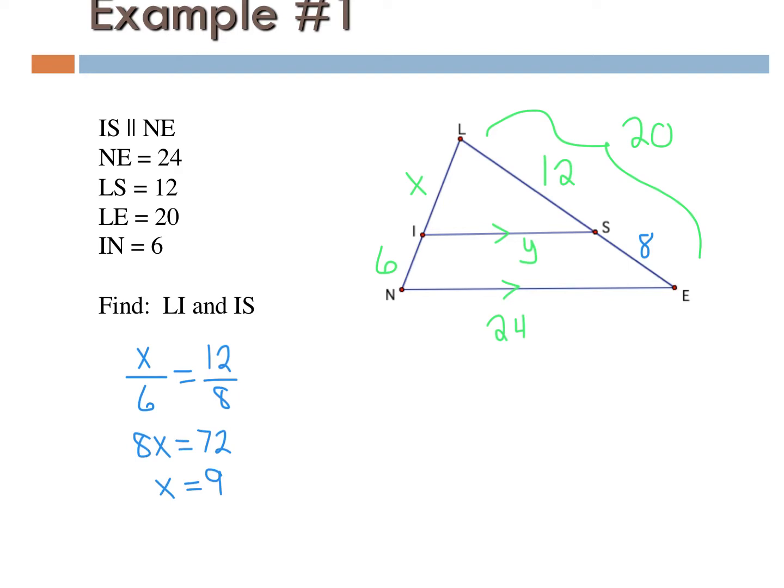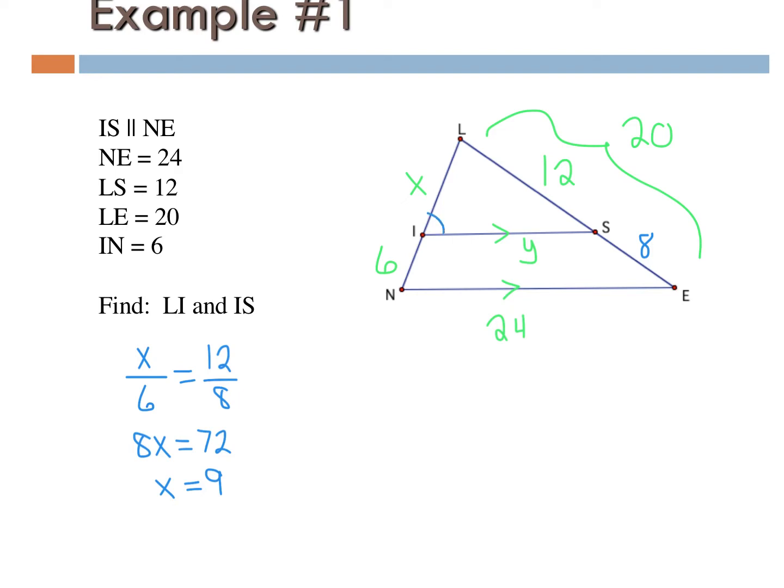Now that I'm looking for y, which is what I was referring to earlier, I cannot use the side splitter theorem, meaning I can't say something like y over 12 equals 24 over 8. That is not the side splitter theorem. The sides that get intersected by that parallel, these sides get cut proportionally. The piece that's not intersected, which would be IS or NE, that is not the case.